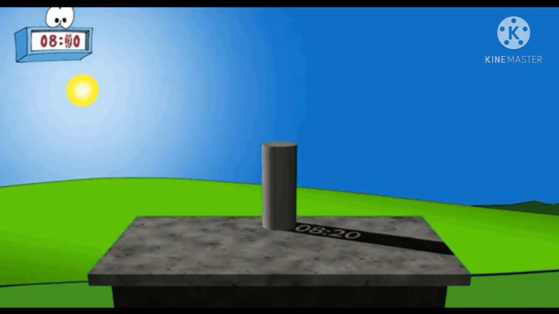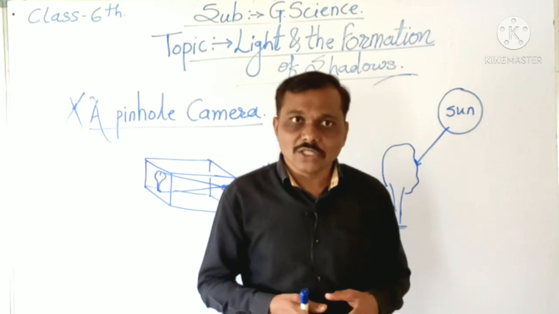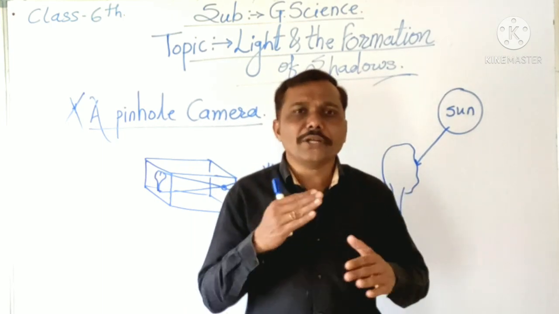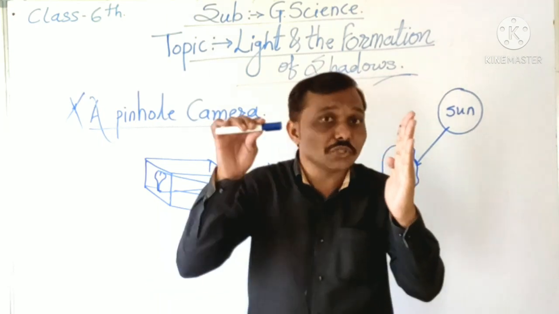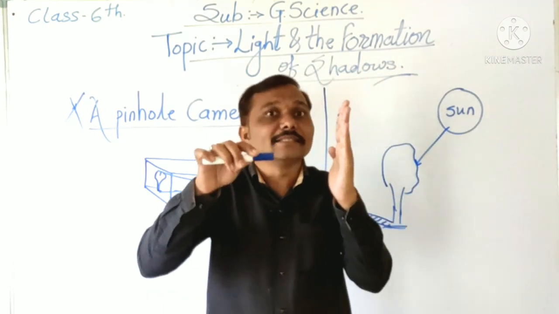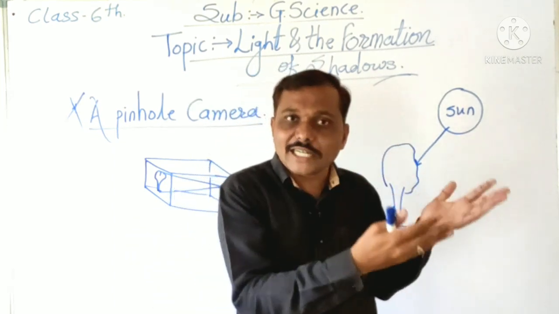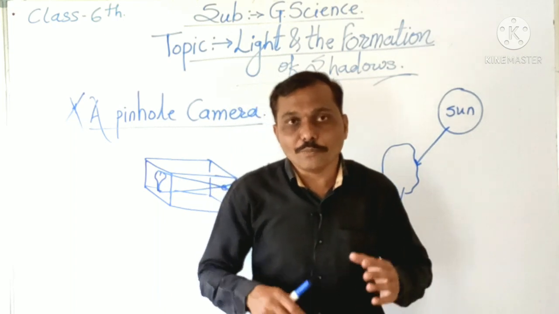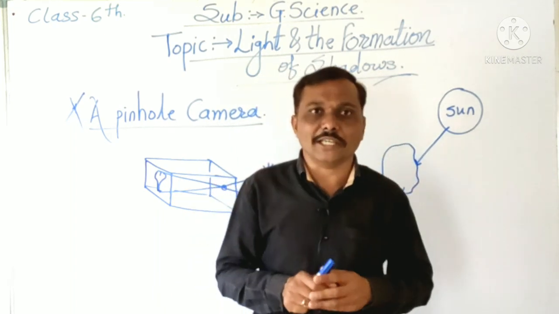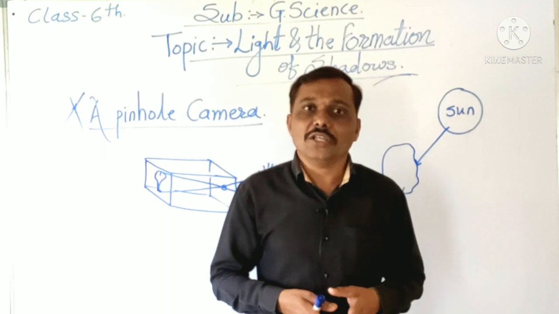So why do we see these differences? Here we can clearly understand that the formation of shadow depends upon the relative distance between the object, the source of light, and the surface or the screen on which the shadow is formed. So the shadow is formed depending on the relative distance between these three things.